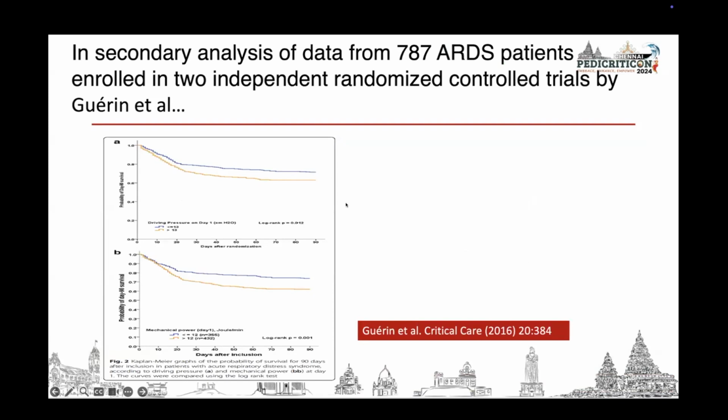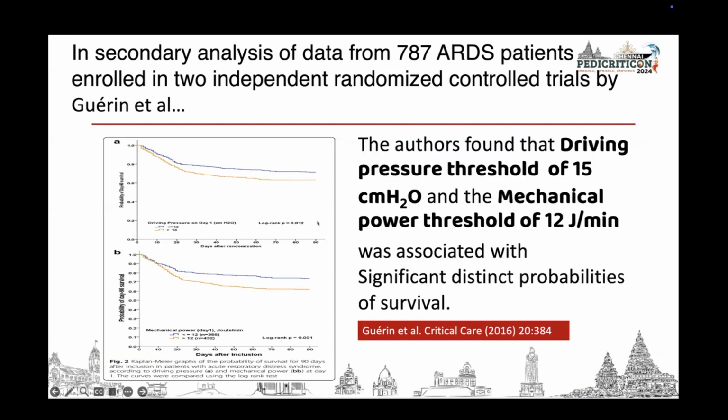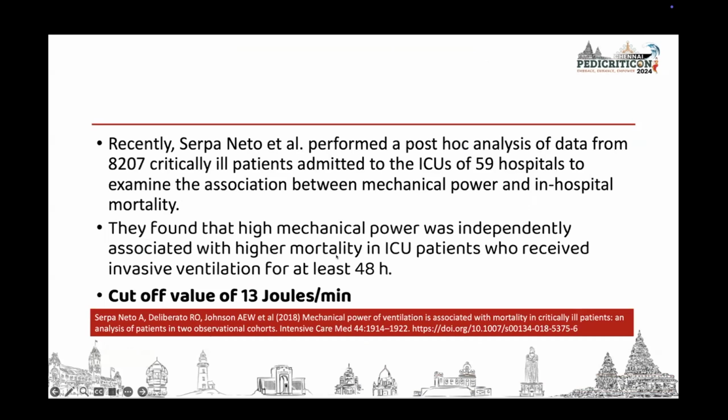Now, whether mechanical power is associated with outcomes has been explained by the study by Gattinoni et al., where they showed that if you keep mechanical power below a threshold of 12 joules per minute, it is associated with significant improvement in survival. While Serpa Neto et al. also showed that with a mechanical power cutoff of 13 joules per minute, if you keep it below 13 joules, the mortality is lesser.